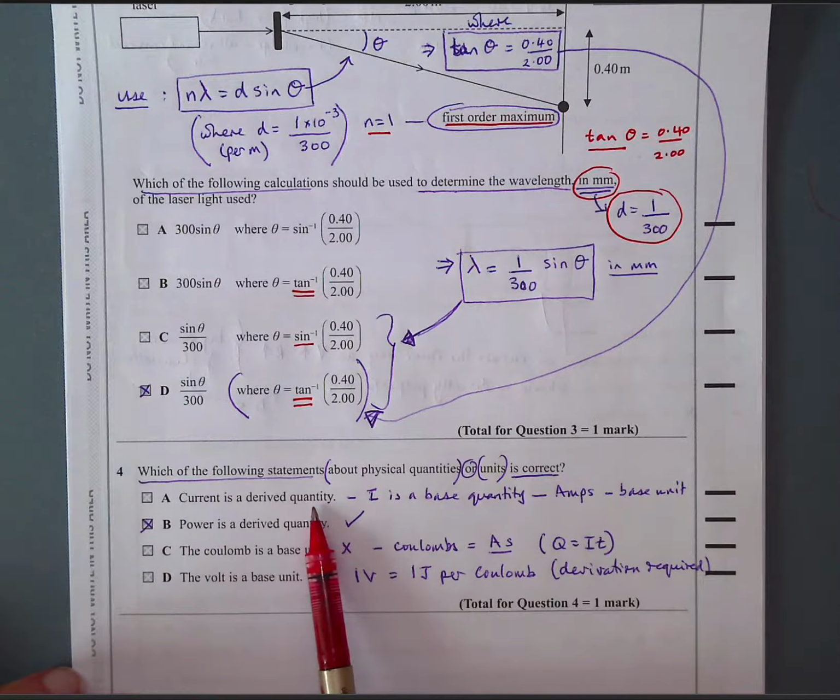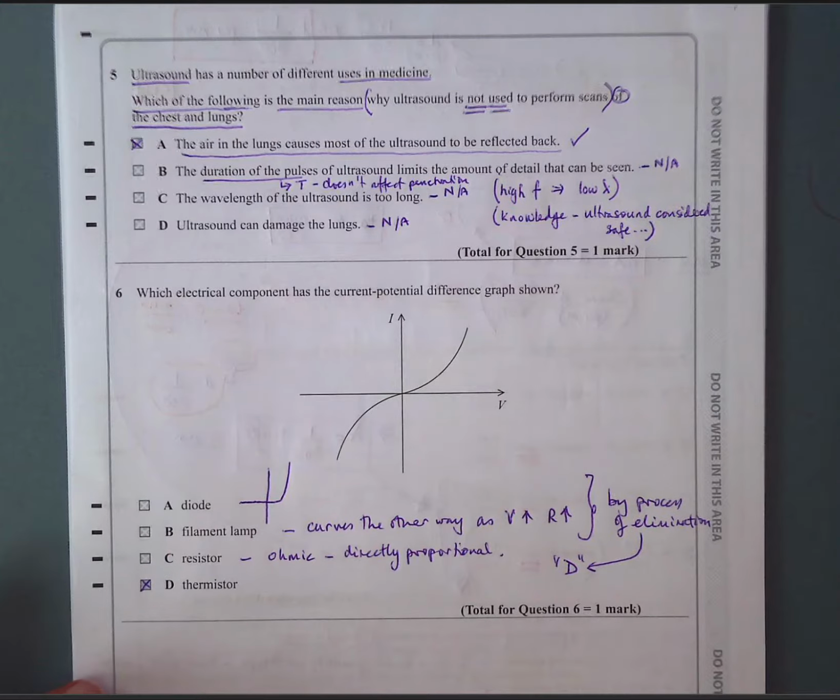Current is a derived quantity. No, it's a base quantity. Voltage is a base unit. No, voltage is 1 joule per Coulomb, and so on. The Coulomb is a base unit. No, it's not. It's based on the amp. Coulombs are Q equals IT. That's where it comes from. So only B is correct. Sorry about that. Question 6.